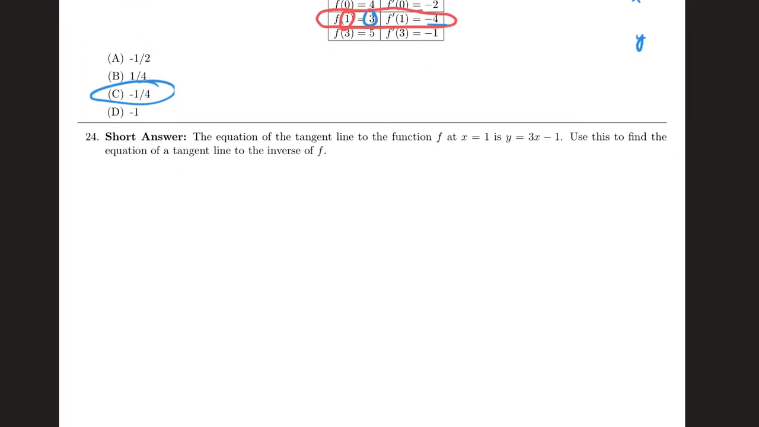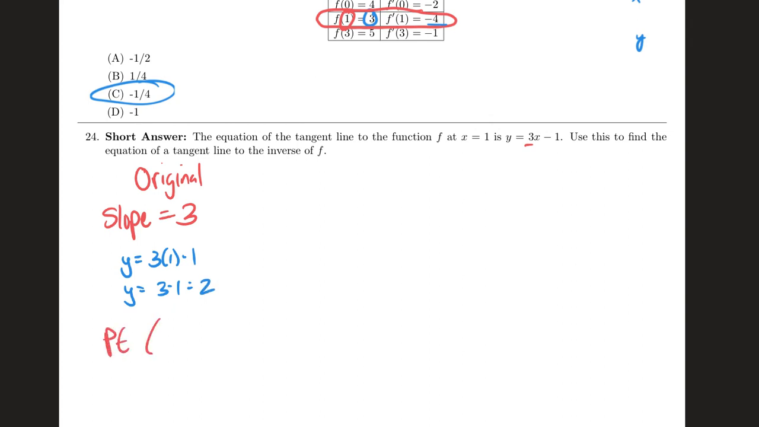All right, this one's worded a bit weird, but we have a tangent line of the function f at x equals 1 is 3x minus 1, and we want to use this to find an equation of a tangent line for the inverse. And of course, based on the limited information, we'll only be able to find one answer. We can't just make up random stuff. What we know is, for the original, the slope of the tangent line is 3, because that's the slope of this line. We also know from the original, if we plug in 1, we get 3 minus 1, which is 2. So the original has the point plugging in 1 and getting out 2.